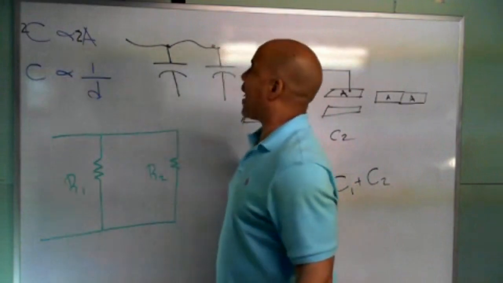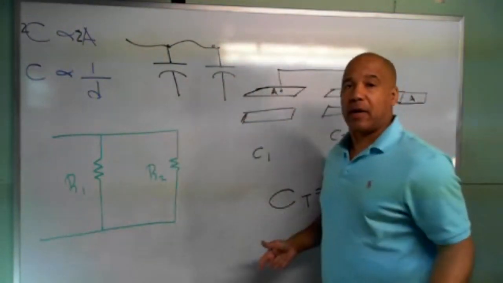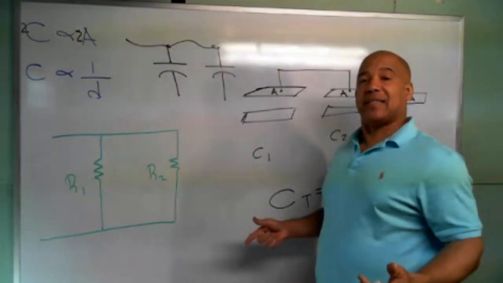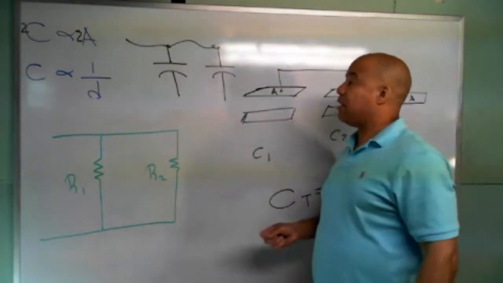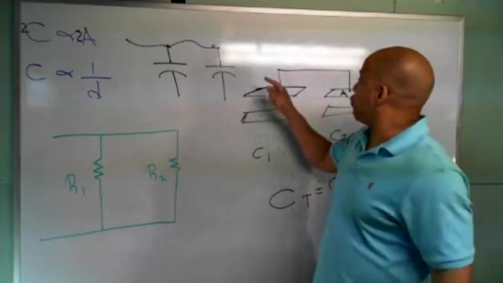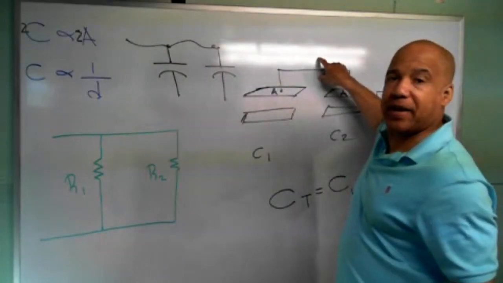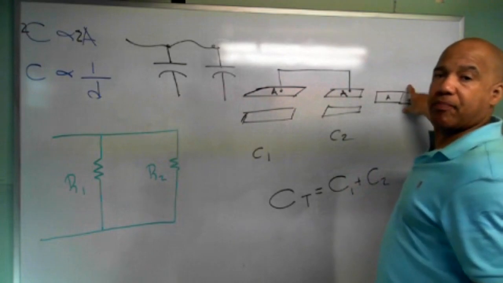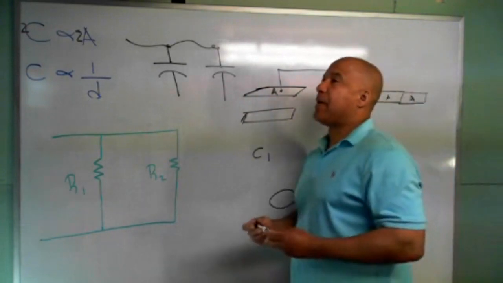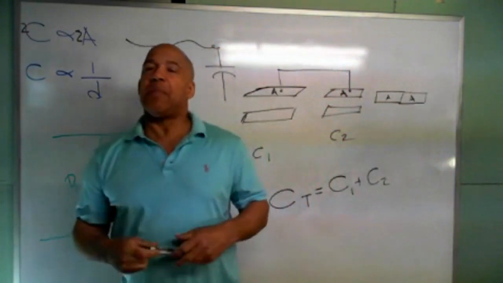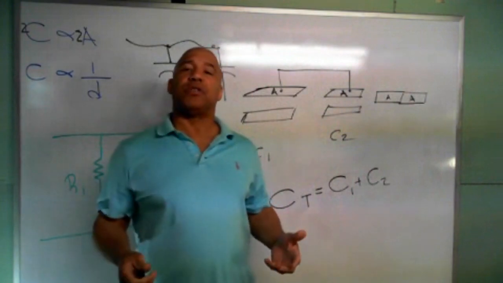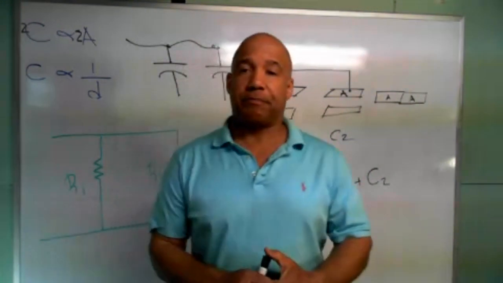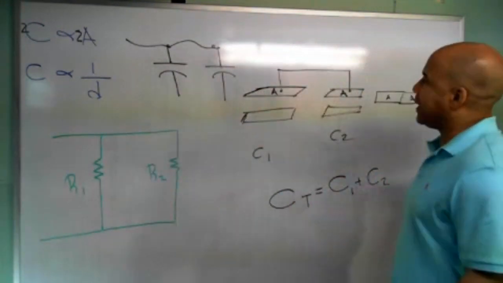This is the reason why capacitors in parallel act like resistors in series. If I want more capacitance, I just add more capacitors in parallel. Electrically, through these wires that connect one plate to the other, you're increasing the area. So remember that capacitors in parallel act like resistors in series in that they're additive. Okay, that's not too bad.